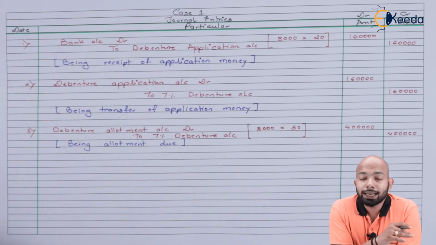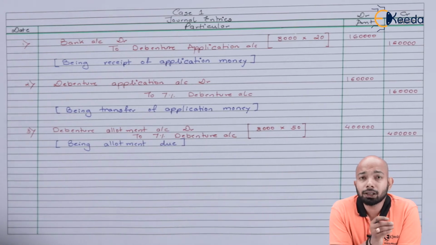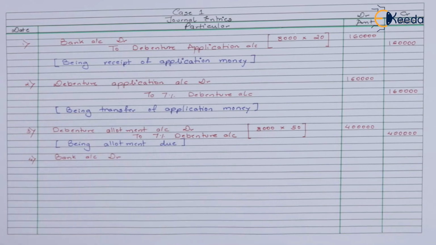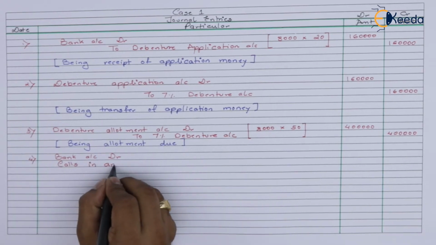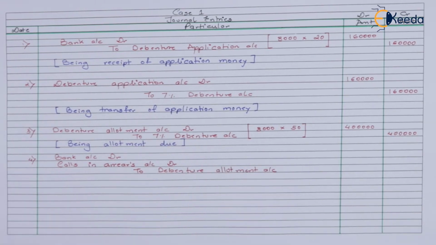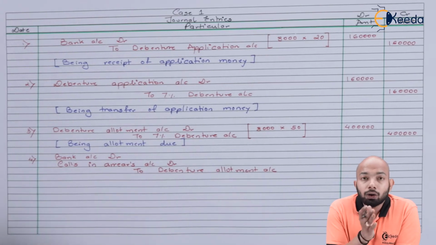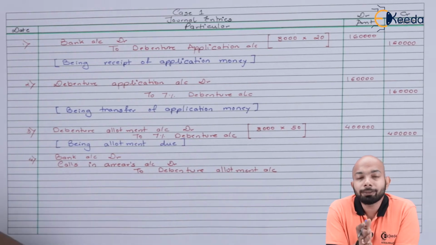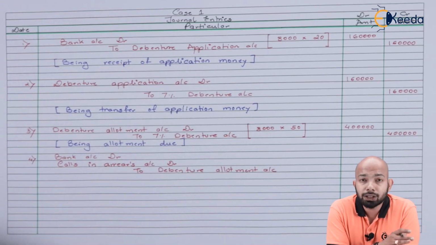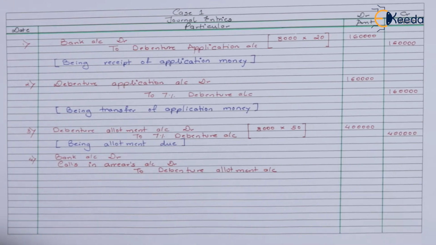Now let's go on to the next part of the entry, which refers to receipt of allotment money, where there will be certain calls in arrears. Let's start with that. Now 4 lakh is the amount that we are expecting. Out of that, calls in arrears were somewhere around 200 multiplied by 50, because there is one person, Mr. X, who had around 200 debentures with him who didn't pay the allotment money. So we'll mention that here.